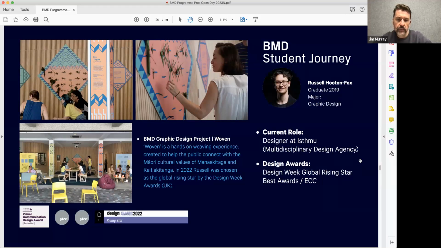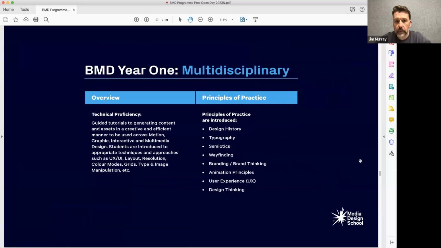And yeah, Woven really was a project that he developed that tried to help the general public understand the context of weaving for Māori in a pop-up live experience that happened in Freiburg Square. And it had some interactive experience. It had some graphic content that you could interact with. Yeah, and it's quite nice to think that he went away and then used that as a catalyst to pick up an International Rising Star Award.